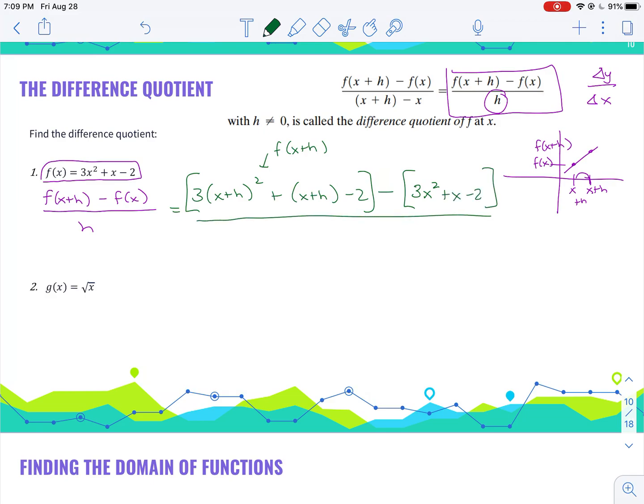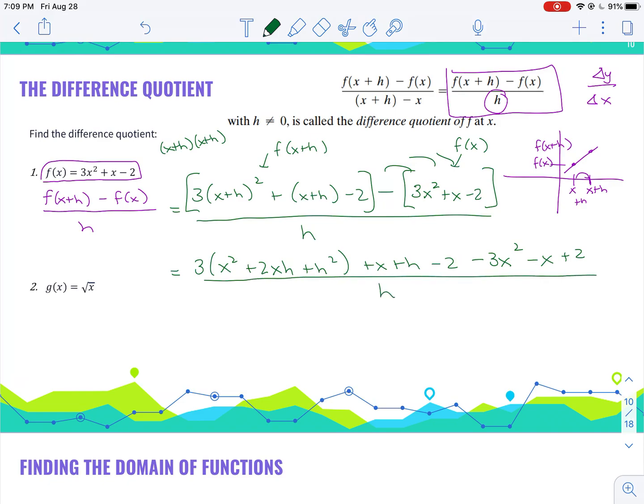And then we're going to divide that whole thing by h. So this right here is f of x. So that is f at x plus h minus f of x, all over h. So if I evaluate this, I'm going to multiply that out. So this would be 3, and I would have (x plus h) times (x plus h), which I'm going to have to multiply out. That's going to be x squared plus 2xh plus h squared, and then plus x plus h minus 2, and then I'm going to distribute that negative into the next guy. So this is going to be minus 3x squared minus x plus 2. And this is all going to be over h.